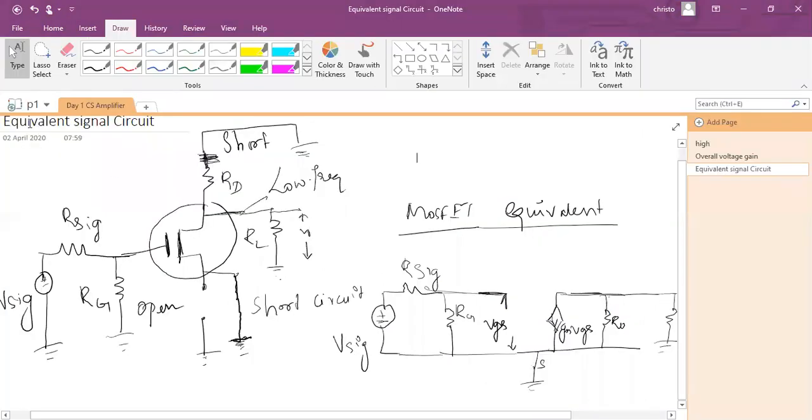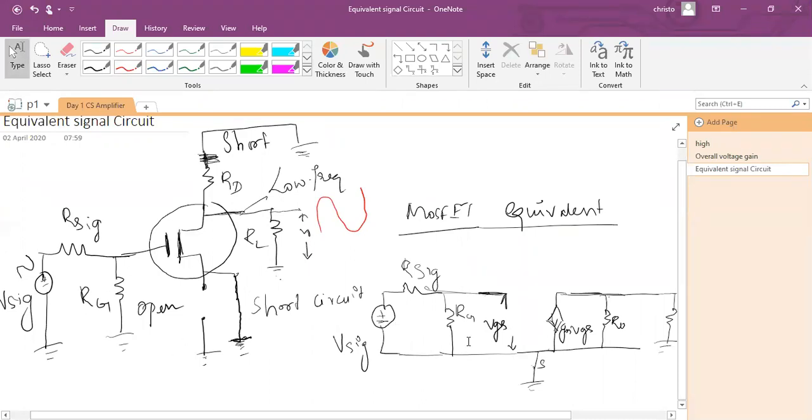See here, the equivalent signal circuit. We can see only the signal component here, the input signal V signal. This input is not a DC signal, it is actually AC. The natural signal is an AC signal, but the frequency of the signal is low. This signal will be amplified with the help of this MOSFET, and that amplified output we are going to get at the output side, that means the RL side.